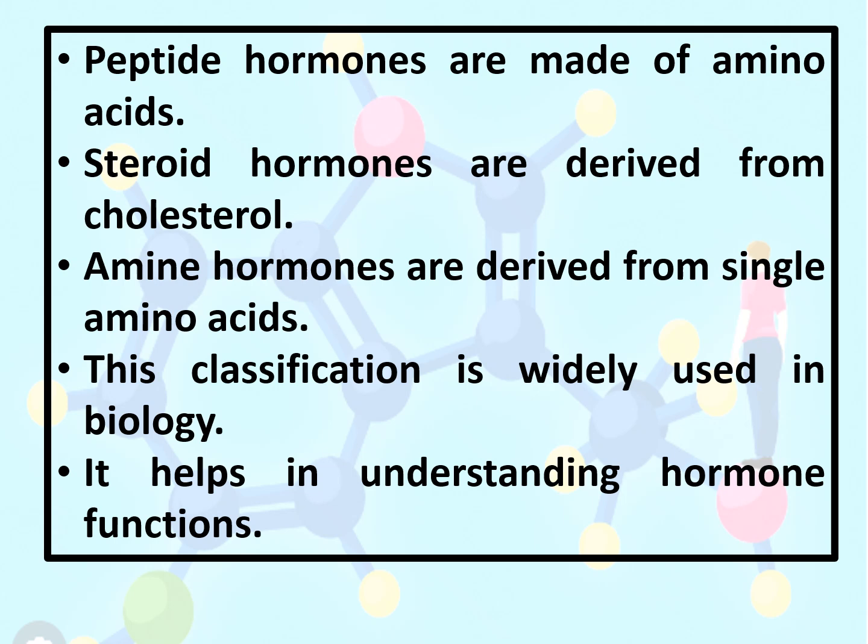Next are the amine hormones. These are derived from single amino acids. Amino acid is a combination of amino group and acidic group. So instead of proteins, only single amino acids will give these amine hormones. This classification is widely used in biology. The most accepted classification based on the chemical nature divides them into peptide hormones, steroid hormones, and amine hormones. It helps in understanding the hormone function.